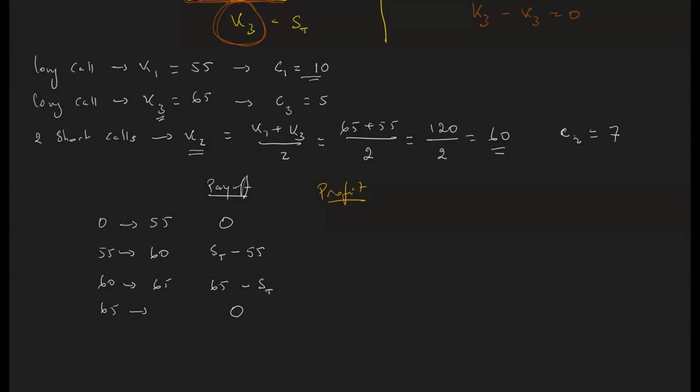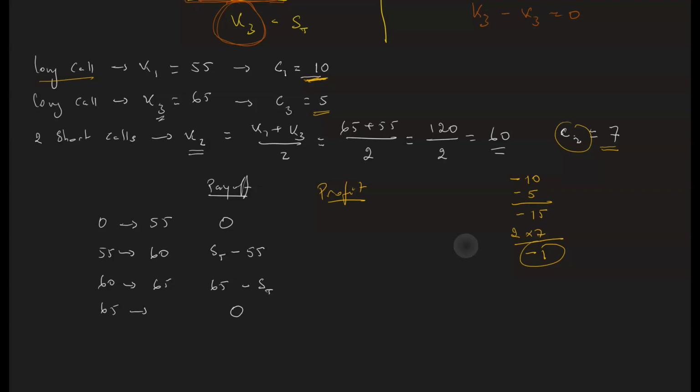We have 2 long calls. The first long call cost us $10, so we spent $10. The second long call cost us $5, so we spent another $5, which is a total of minus $15. And then we sold 2 calls at $7 each, so 2 times 7, which is 14. So we essentially have a net outflow of $1.